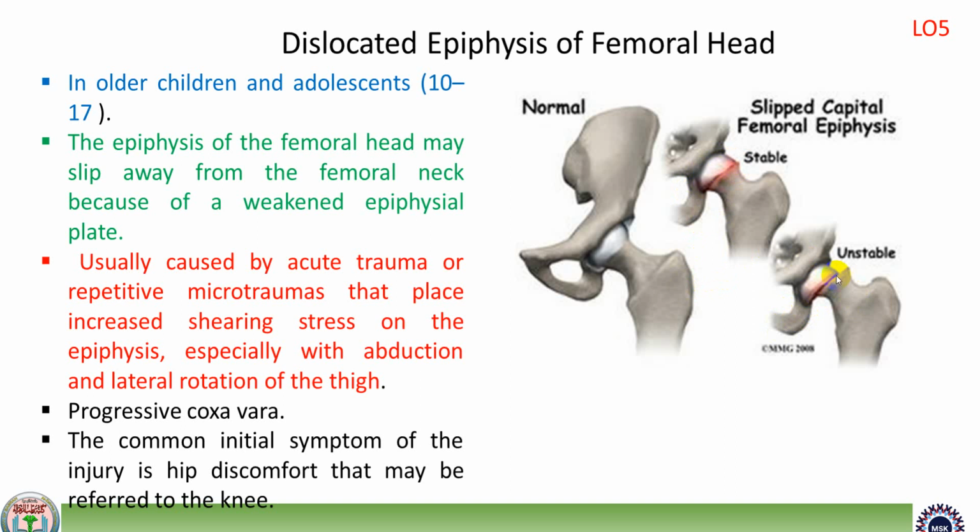Here the dislocation occurs at the neck, the neck comes out, but the head, i.e. the epiphysis, still remains in the acetabulum. This makes the neck-shaft angle decrease, resulting in progressive coxa vara. The common initial symptoms here are pain and discomfort in the hip referred to the knee. If the condition is not treated or diagnosed, it may progress to coxa vara, shortening of the limb and limping, and may end with complete dislocation of the neck from the epiphysis.